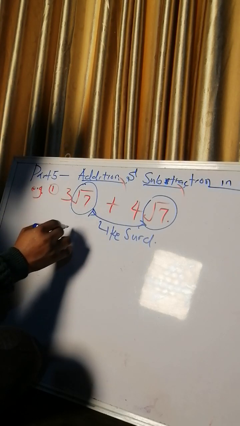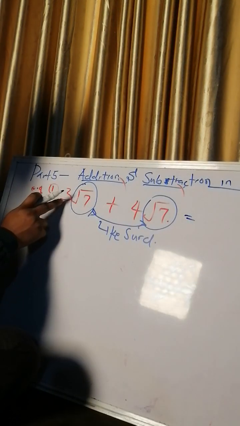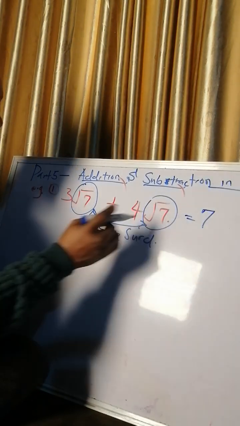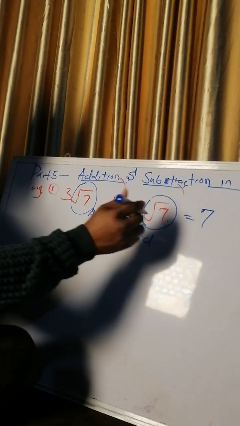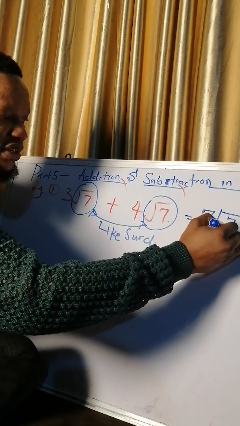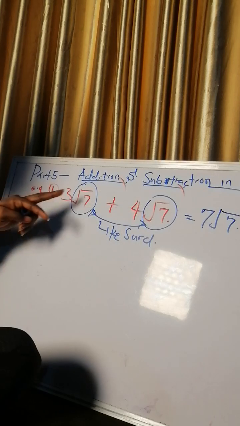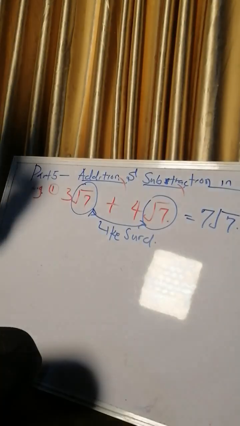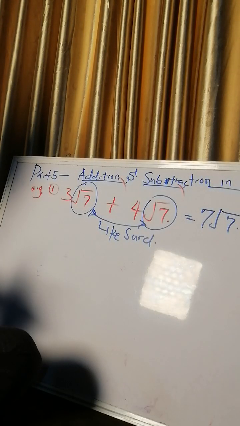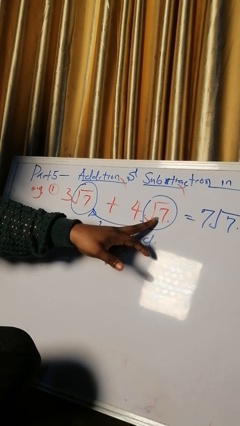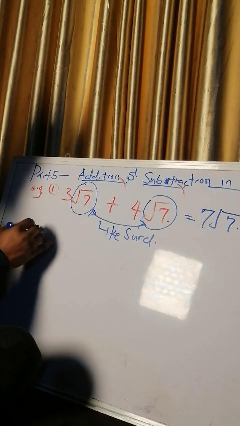I pick one of these, which is equal to, what is 3 plus 4? 3 plus 4 is what? 7. Then 7 is common. I pick 1 root 7. Very simple. Do you see it now? That is how you can add in surd. You can only add because we have like surd here, which is root 7 and what? Root 7. Let me give you another example.